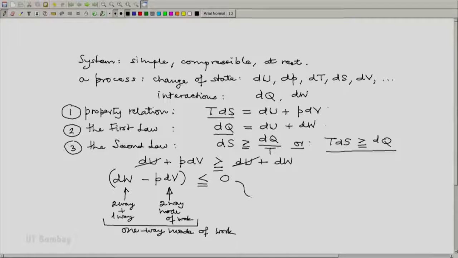And that means what we have been able to derive from a combination of first law, the second law and the property relation is that work done by a one-way mode of work will always be negative by our sign convention, or at most equal to 0, which is a trivial case. And that means a one-way mode of work will be such that the work will be done only on the system. The system by itself will not be able to do any one-way mode of work.